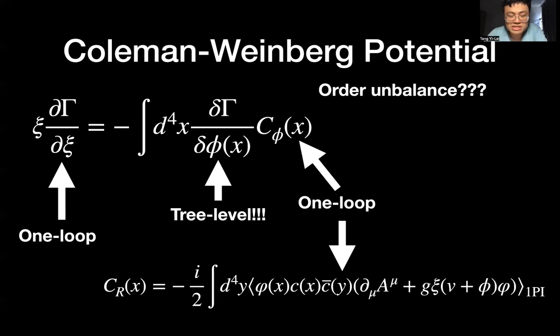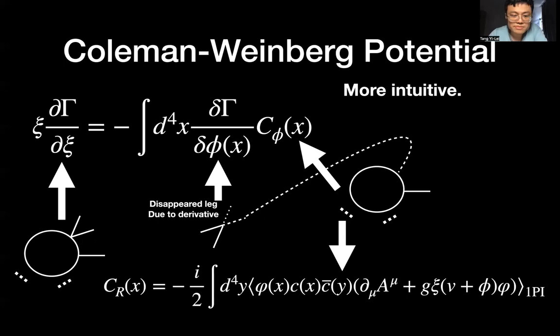Therefore, delta gamma over delta phi should include only the tree-level contributions in order to balance the loop numbers on both sides of this equation. And I can show you a more intuitive picture about that.